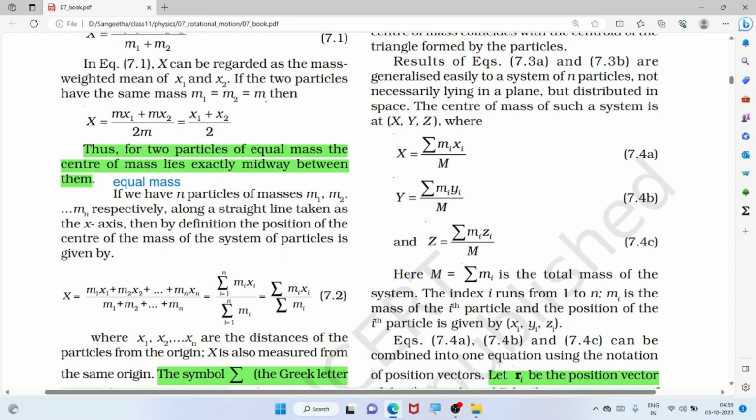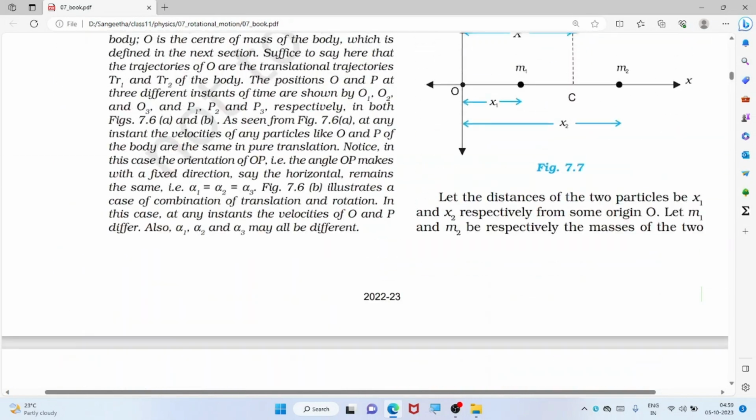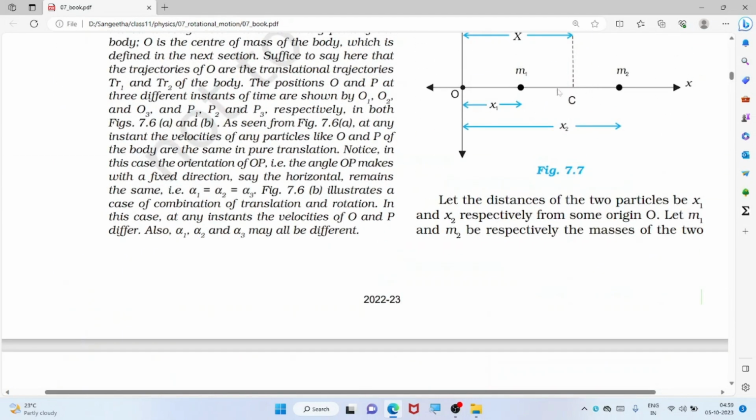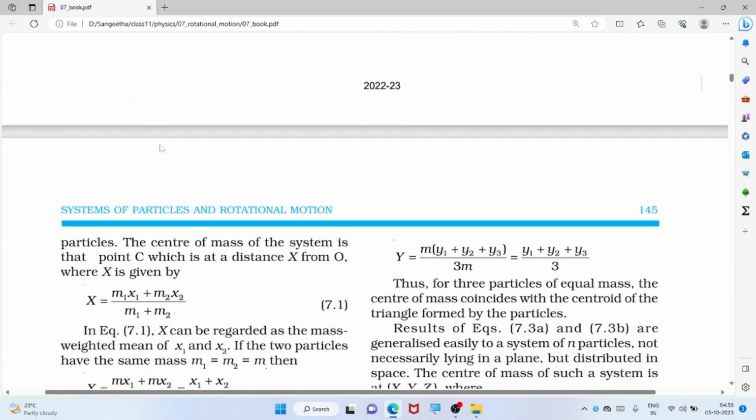See, if we have two particles of equal mass, then the center of mass is exactly midway between them. If we have equal masses m1 and m2, then the center of mass is exactly midway between them. So this is the center of mass because these two masses are equal.